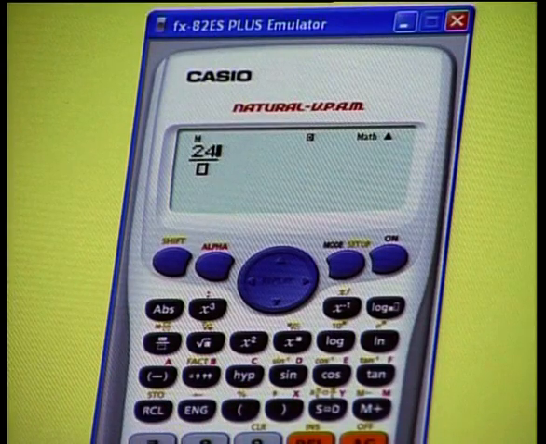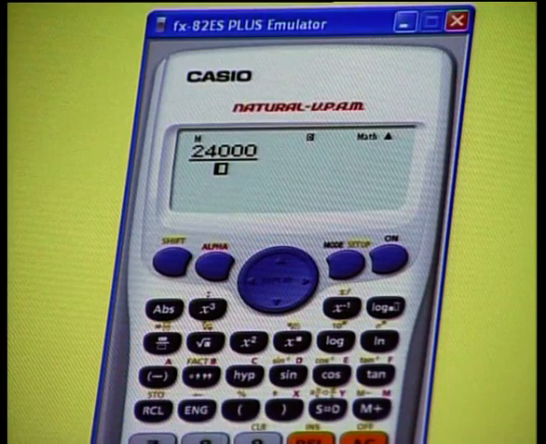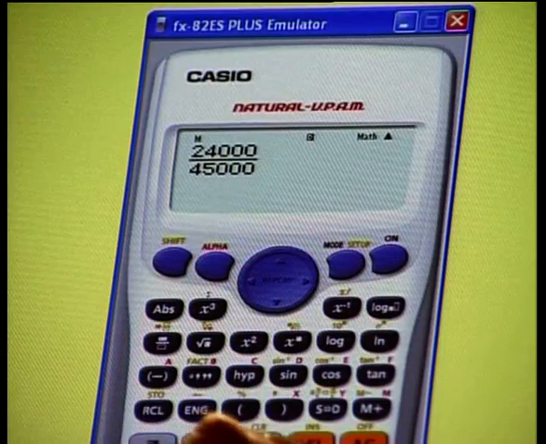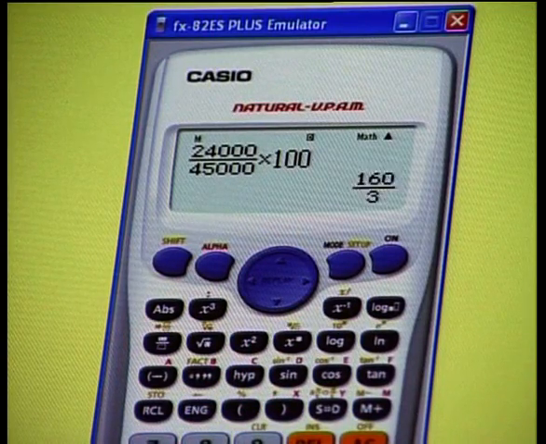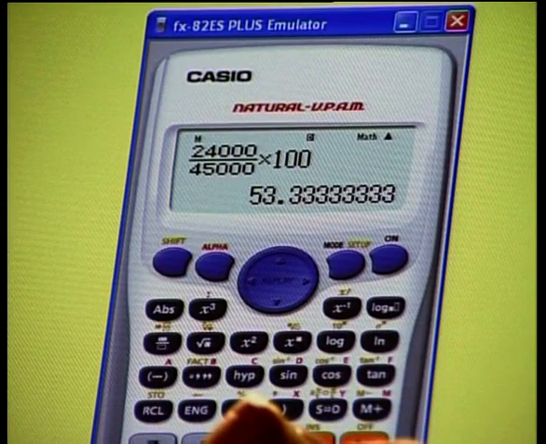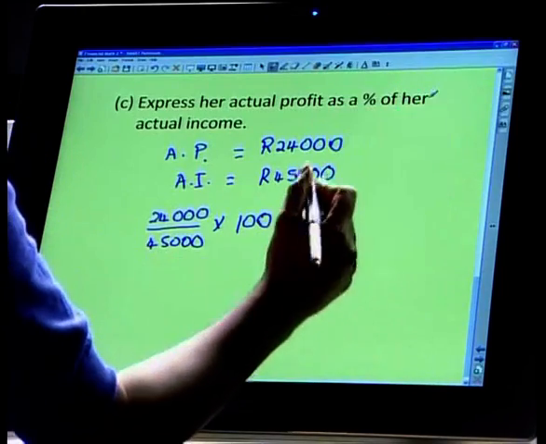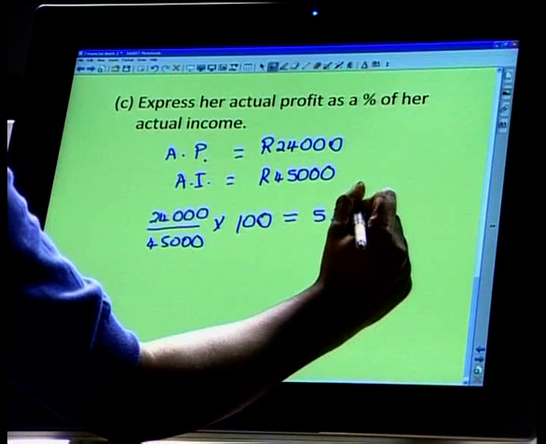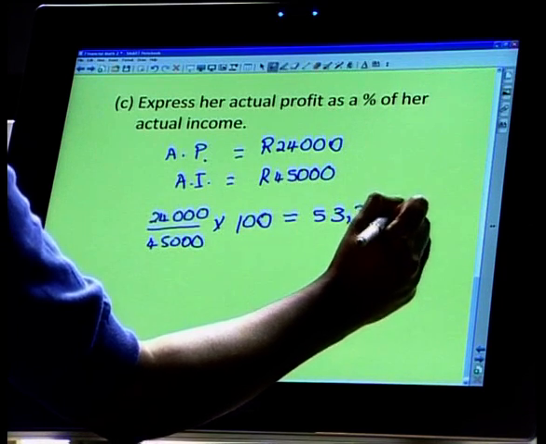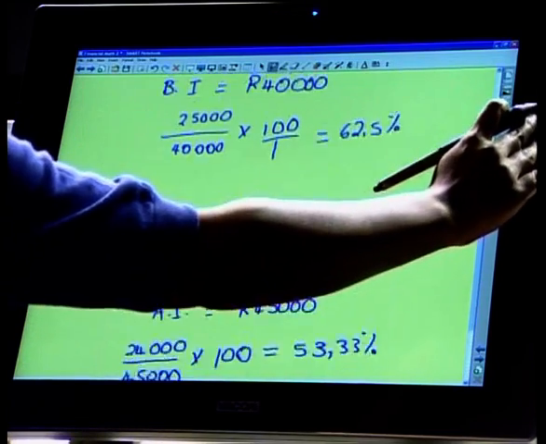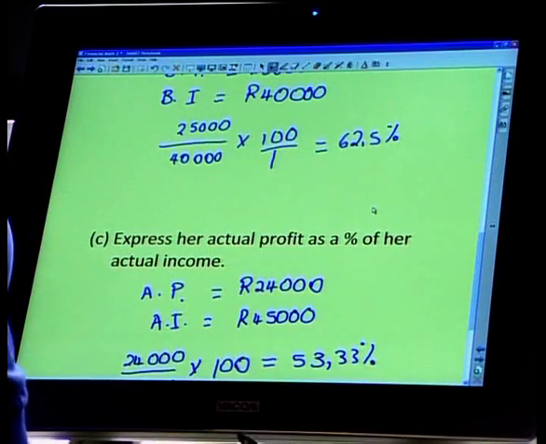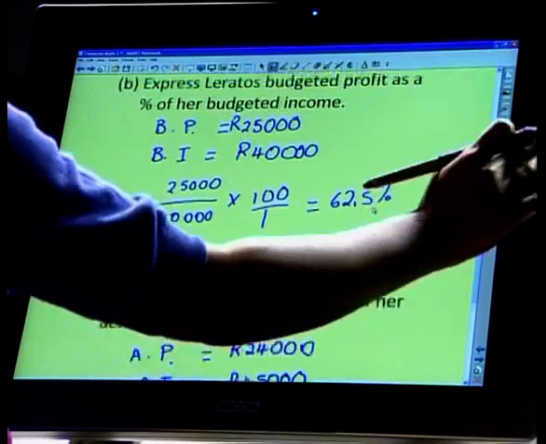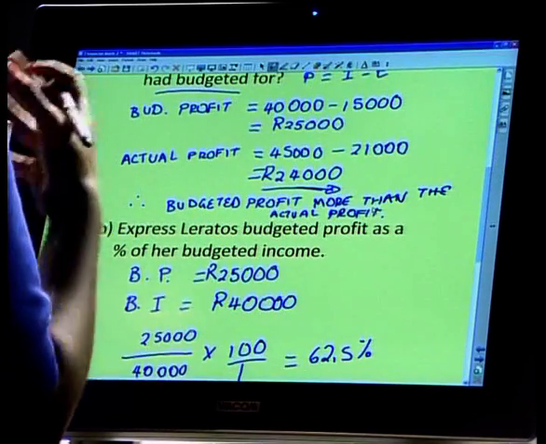So it's 24,000 divided by 45,000 times by 100, and that gives us 53.333. If we round that to the nearest percent, we are going to get 53%, but we'll leave it as 2 decimal places, so it's 53.3%. So her actual percentage profit was 53%, but her percentage budgeted profit was 62.5%, so it's slightly under. You can see that she was expecting to make a little bit more money and have a little bit less expenses.